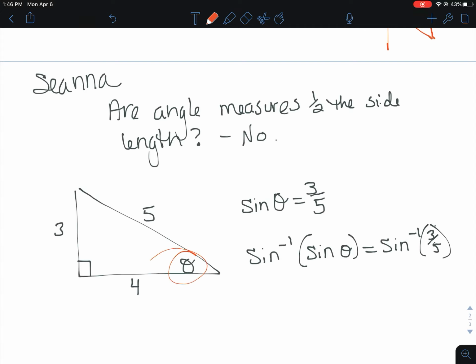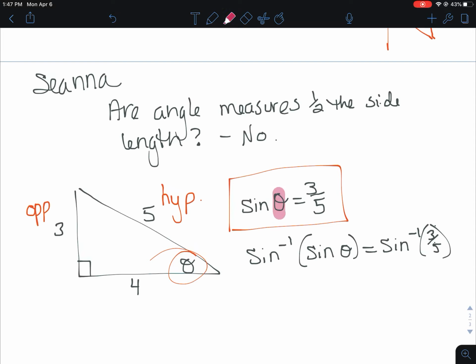triangle set up like this. We know theta is down here. Because I know all 3 sides, I could set up sine, cosine, tangent, or any of those 6 trig functions. I set up sine here, which is opposite over hypotenuse, right?